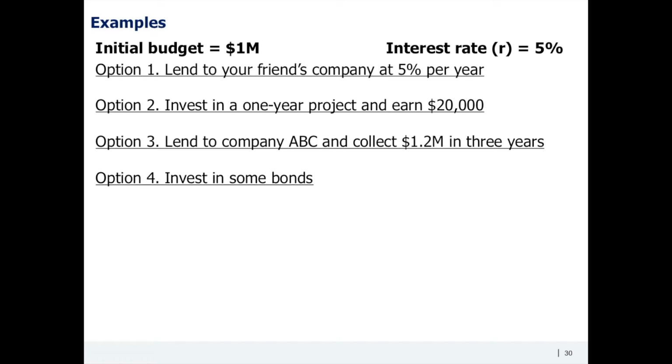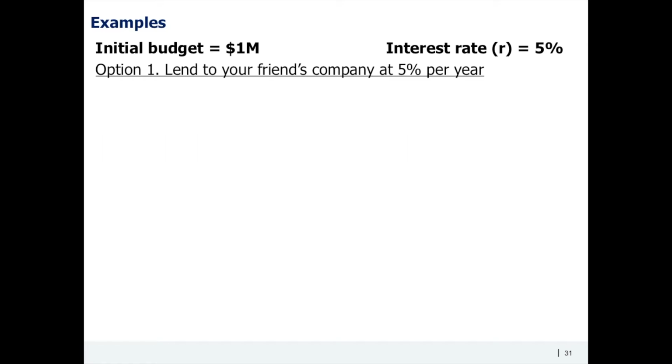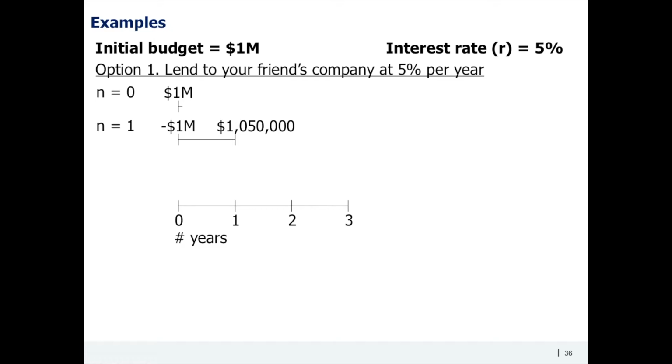Let's look first at the offer of your friend's company. If you don't do anything, you will stay with the initial $1 million. So at moment 0, you will have your $1 million. Now, if you decide to lend it only for 1 year, you will get back $1,050,000 in a year, which is a 5% increase as agreed. So you spend $1 million now, and that is an outflow, and that's why it is a negative $1 million. And you earn $1,050,000 in a year.